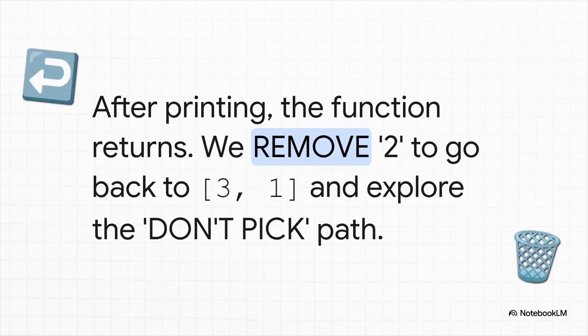Now here comes the magic, the backtracking part. After we print, that function call is done, it returns, and the very next thing we do is remove the 2 that we just added. We're back in the trial room, taking the shirt off. This resets our state back to 3, 1, and that's what allows us to then explore the other choice for index 2, the don't pick path. This process guarantees the tree explores every single possibility.